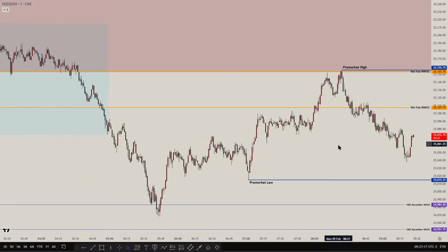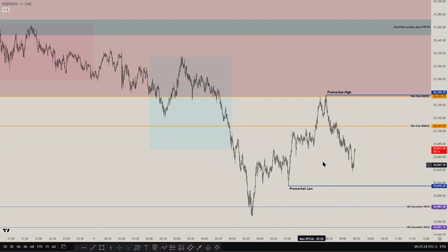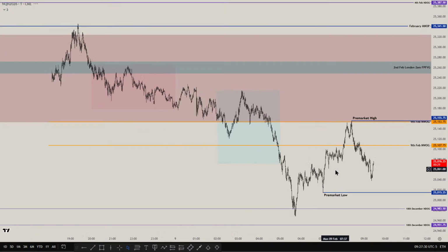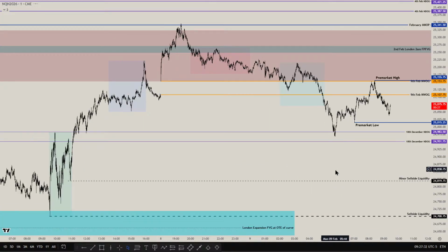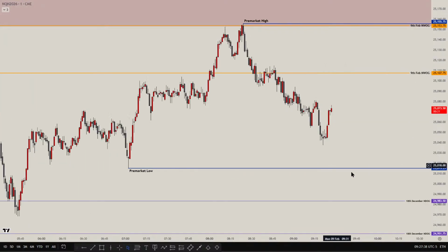We've got really nice ranges. Annoyingly, the move from London bled out of the London session a lot, which kind of threw off my pre-market read. The pre-market range so far has been quite nice. It's going to be interesting to see what the 9:30 candle does, and then we'll go off of that, along with the opening range gap.